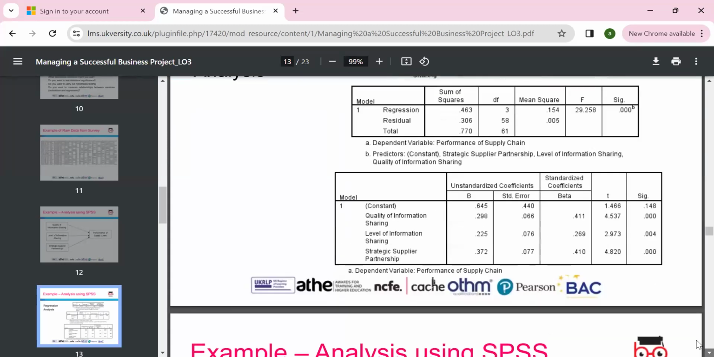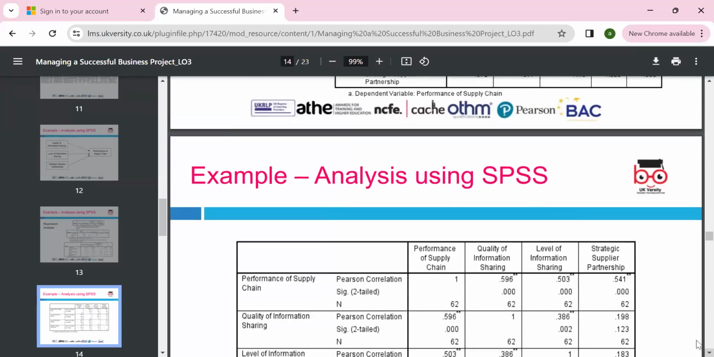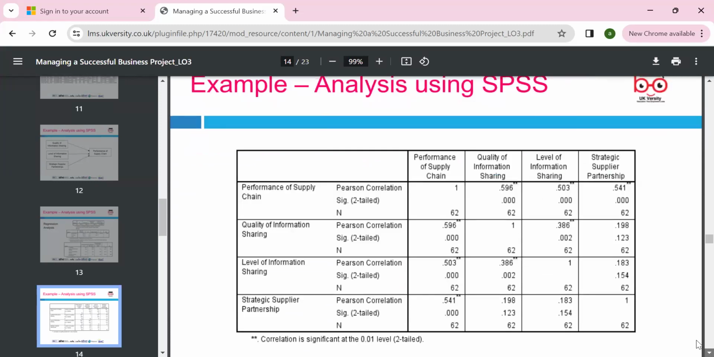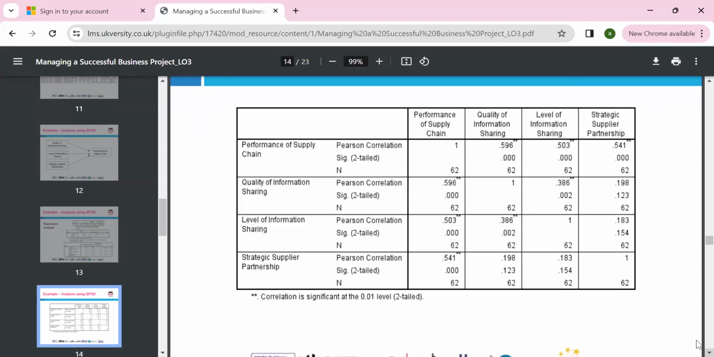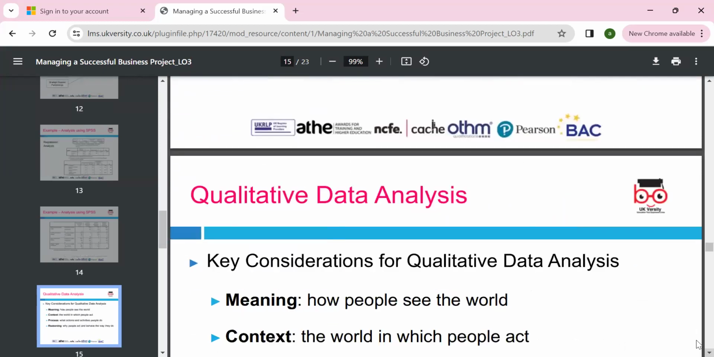So these are different statistic tools, guys. No worries, because if you want to use just simple mean and mode, we can use it as well. Correlation is the relationship between two variables. Supply chain and the quality of information, the level of information, and strategic partnerships. So these are the data between which we can draw the correlation. Is it positive, equal to one, less than one, or greater than one? So what is the relationship we have?